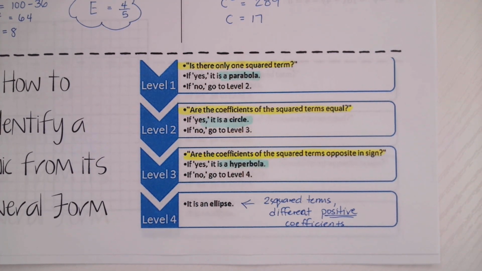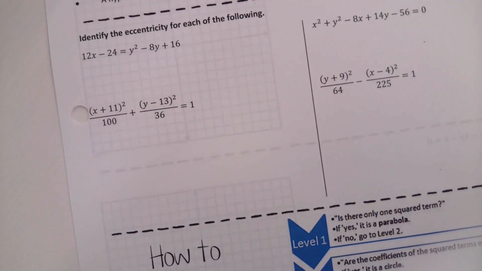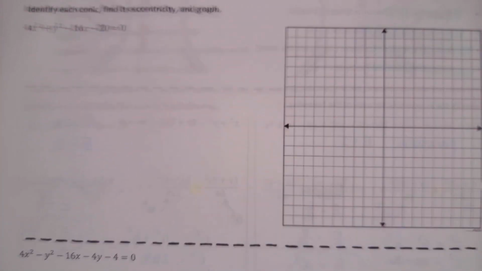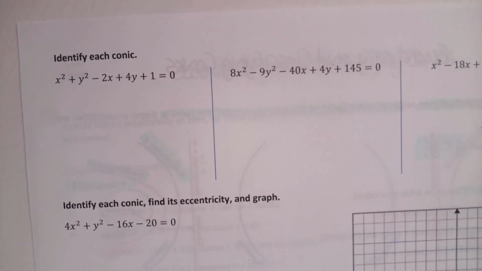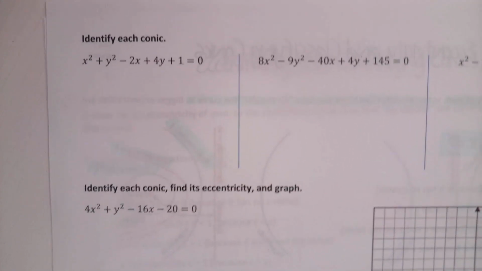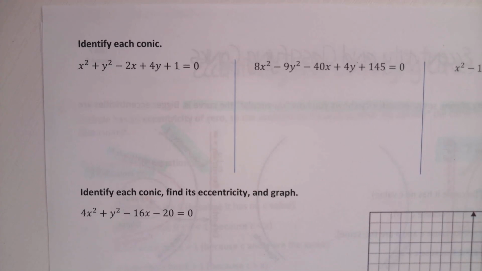So on the back side, we're just going to be reviewing. Actually, we're going to guess, and then we're going to review graphing a couple of the shapes. So just checking to see if we can figure out which conics these are from the general form. They have two squared terms, and they also have the same coefficients, which means it is a circle.